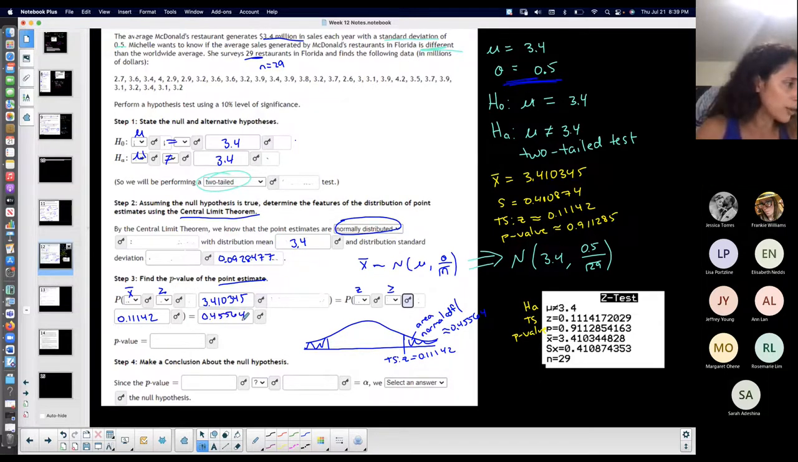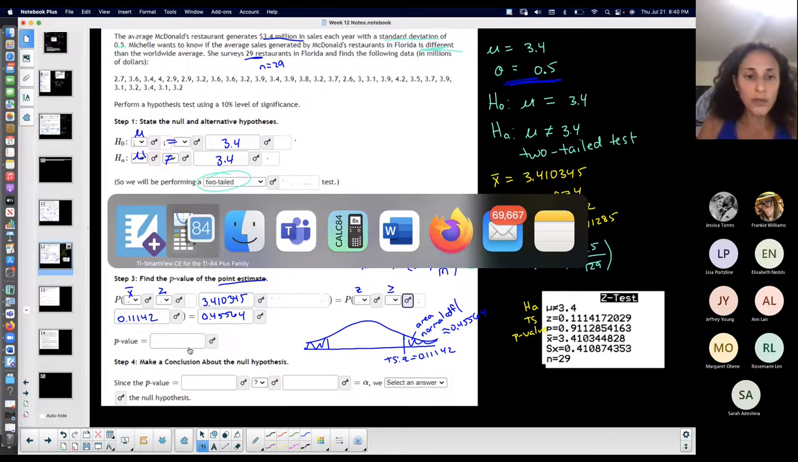0.4556. They don't tell you how to round, but they're taking a lot of digits. Now you might be asking me, why is this not matching my p-value? Because it's a two-tailed test. If it were a one-tailed test, this would match my p-value. Actually, I'm going to show you that.